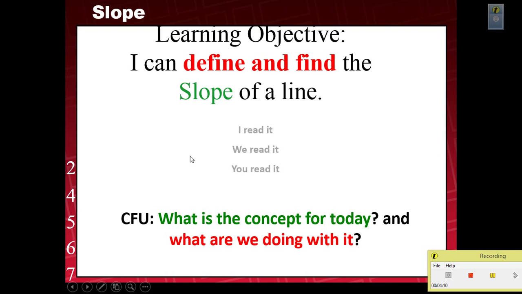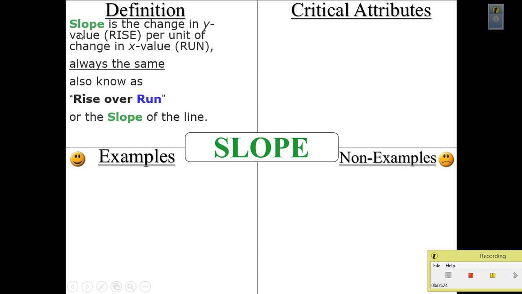Tell your neighbor the concept for today, please. Concept. Slope. Okay, thank you. Now, that's what's going in your Frayer model, right? Slope in your Frayer model, please. Here we go. Slope. What is slope? Slope is the change in y value, which is a rise, per unit of change in x value, run, which is always the same. Another word for always the same would be what? Constant. Also known as rise over run or the slope of the line. Copy that.